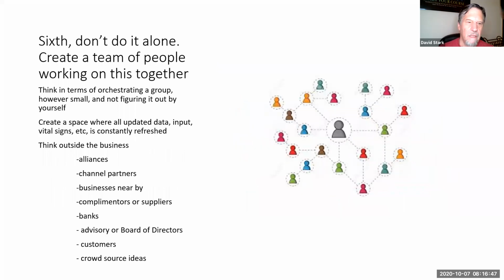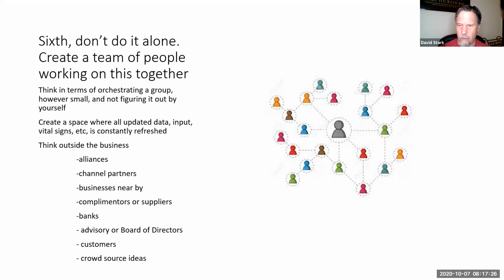Number 6, create a team of people working on this together. I want you to not think about doing this alone, because you need all the ideas possible. And so you're orchestrating a group to figure it out. You don't have to figure it all out yourself. Oftentimes when there's stress and crisis, we think we have to do it alone. We don't have to do it. So if you can, in your office or wherever space you're in, that's online, kind of create a space where the data is constantly being updated, vital signs are being looked at consistently, so everybody can see that.